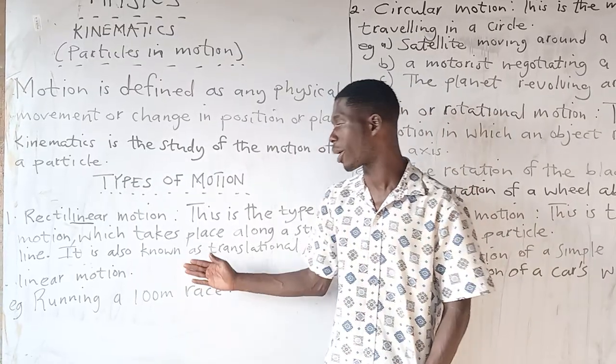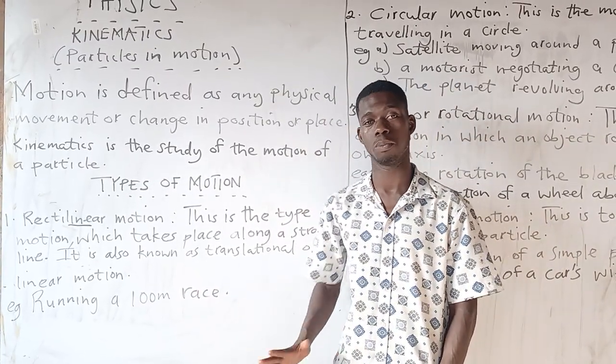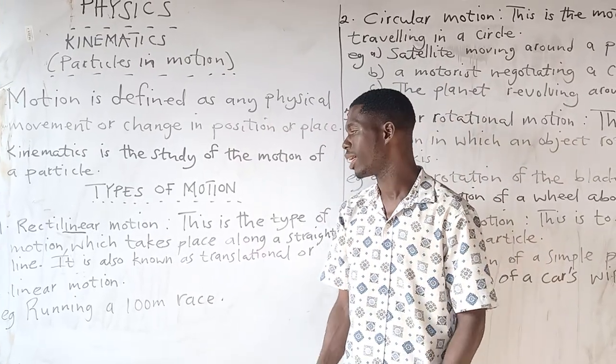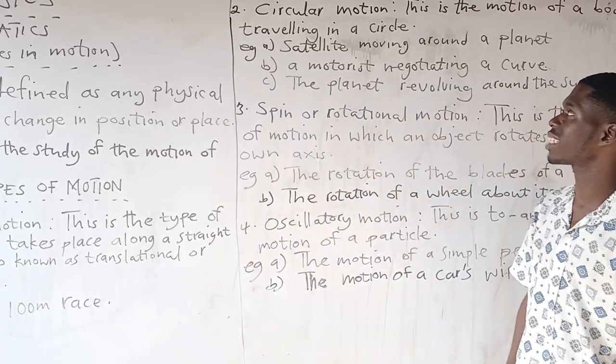So that's all about rectilinear motion, a type of motion that occurs when a body moves in a straight line. Okay, now let's come to the second type of motion.